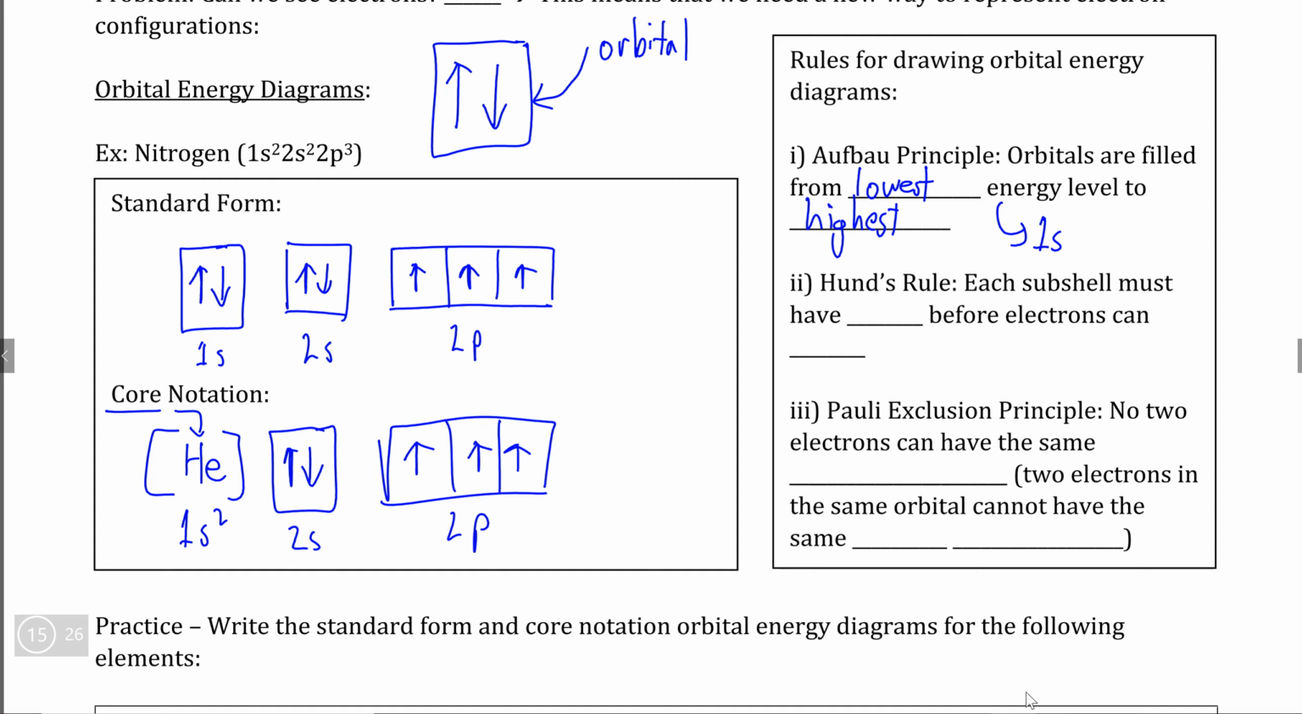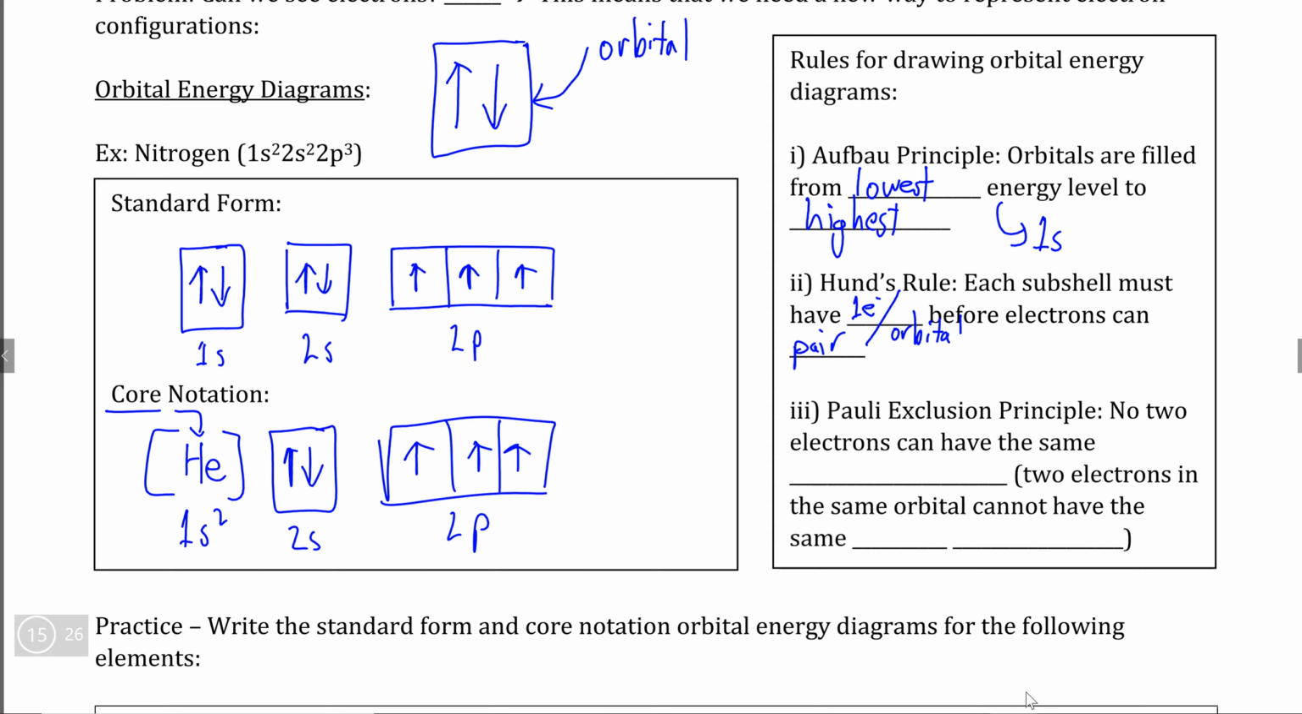Hund's rule is the rule that explains that we cannot pair electrons within an orbital until each orbital in the subshell is filled. So each subshell must have one electron per orbital before electrons can form pairs. And that's again why each orbital in the 2p subshell needs one electron in it before we can start filling pairs.